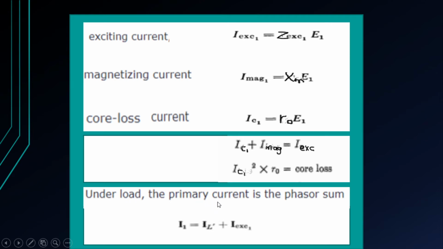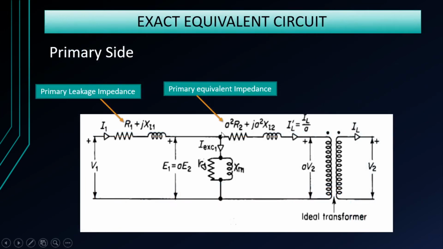Under load, the primary current is the phasor sum. So, ibig sabihin, phasor sum, ito may angle-angle yan. I sub 1, using the nodal analysis ulit, I sub 1 is equals to I sub L prime plus I exciting. So, kita naman natin siya sa circuit na yung I sub 1 is equals to I sub L prime then exciting current.